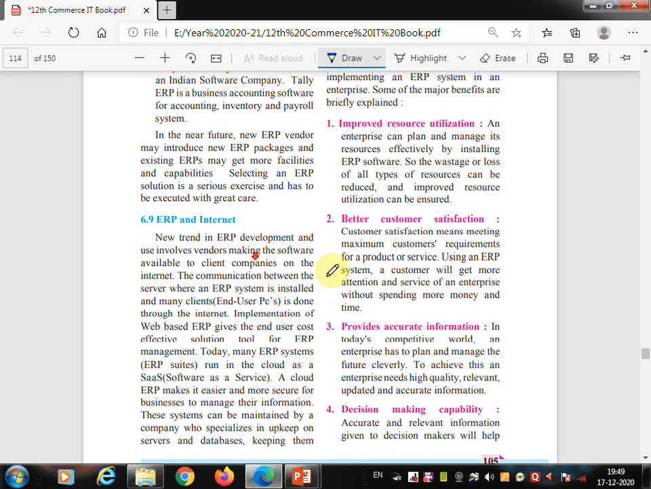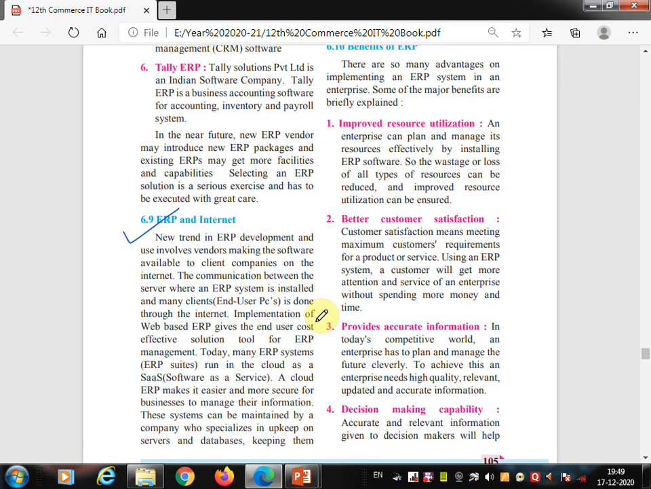Next we are going to see ERP and the internet. So the new trend in ERP development and use involves vendors making the software available to client companies on the internet, and the communication between the server where an ERP system is installed and many clients is done through the internet, and implementations of web-based ERP give the end user a cost effective solution tool for ERP management.